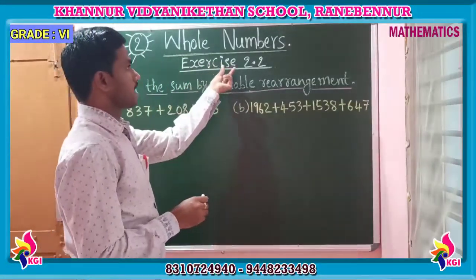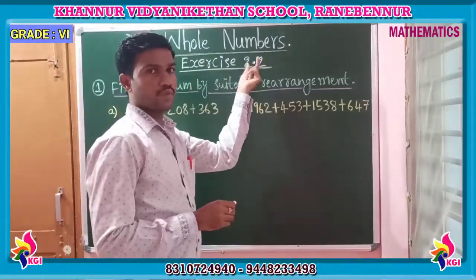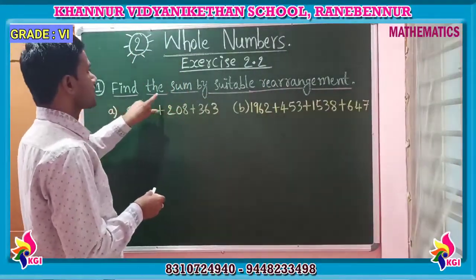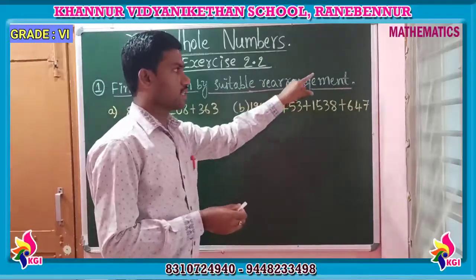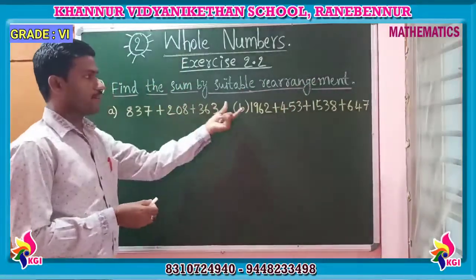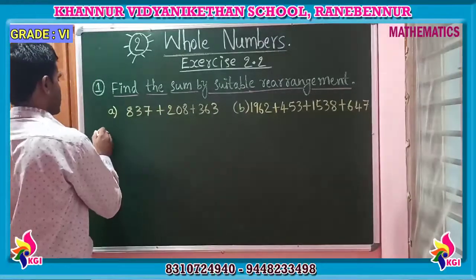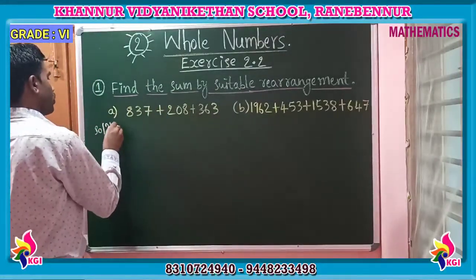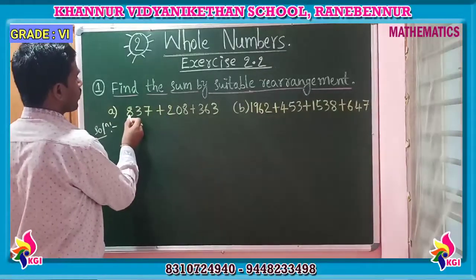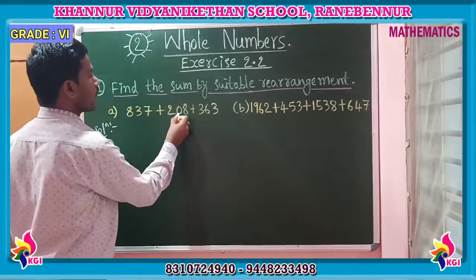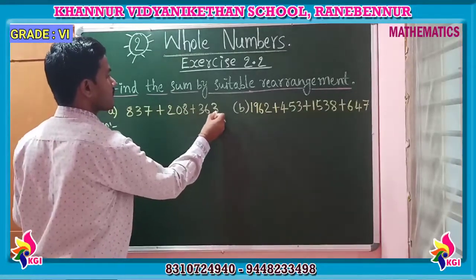Okay, this is your exercise 2.2, and this is your next exercise. Now the first heading is: find the sum by suitable rearrangement. Here two questions are there, so one by one we will discuss. Okay, the first question is like this. Here three numbers are there: 837 plus 208 plus 363.